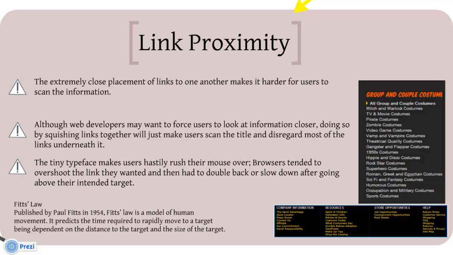Fitts' law is a model of human movement, and the time required to rapidly move to a target is dependent on the distance to the target and the size of the target. Now, even though these are really close, because we know that users scan information on a web page, they'll scan these quickly and most likely will miss what they're looking for the first time around.